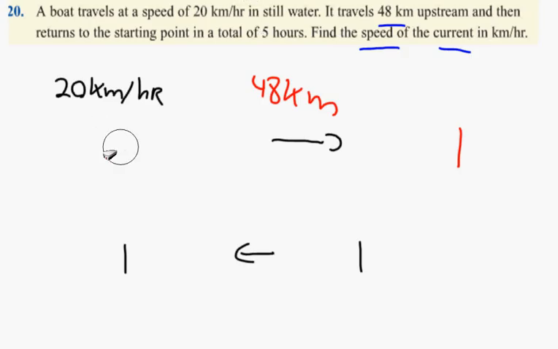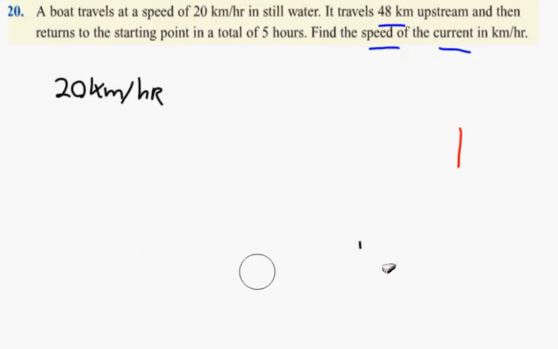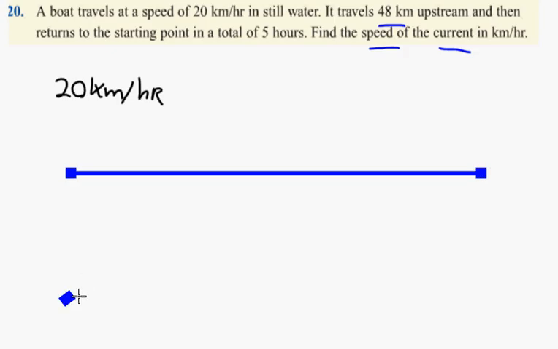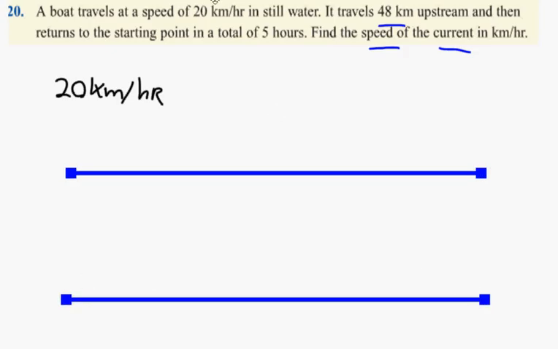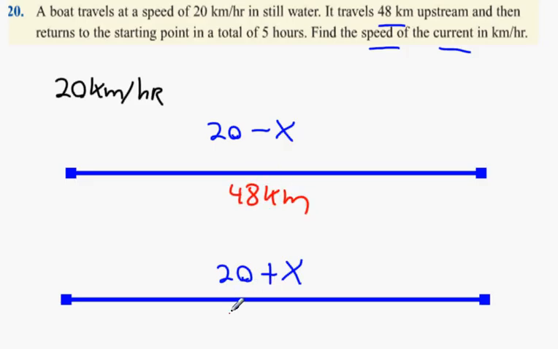Okay. So, guys, what's going to happen is the following. Same distance both ways, stream. So you're going up and you're going down. On the way up, your speed is 20 minus X, because you're going upstream. On the way back, your speed is 20 plus X. Does the distance change? No. You do 48 k's on the way up and 48 k's on the way back.